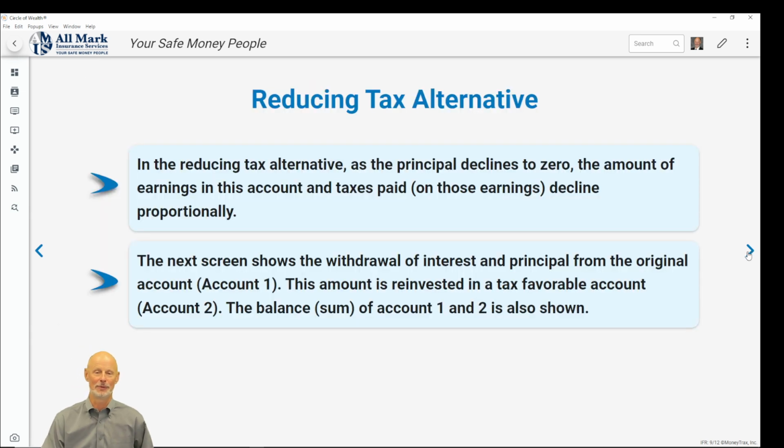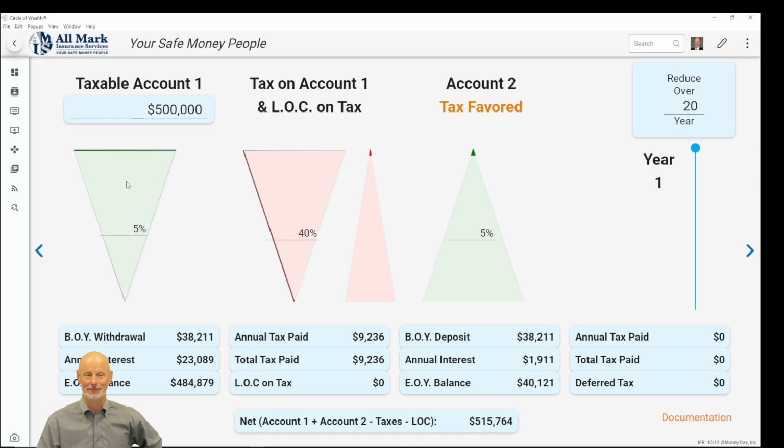Now let's look and see what would happen if we used a reducing tax alternative. And the reducing tax alternative is, as the principal declines to zero, the amount of earnings in the account and taxes paid on those earnings declines proportionally. So we'll take a look out over here. And we can see here, so here's our $500,000. So now what we're going to do is move that $500,000 out of that account and over into the tax deferred account, or tax favored account, as we refer to it. Now, let's say that we wanted to do that. Let's just do it over the 20-year period of time to start off with here.